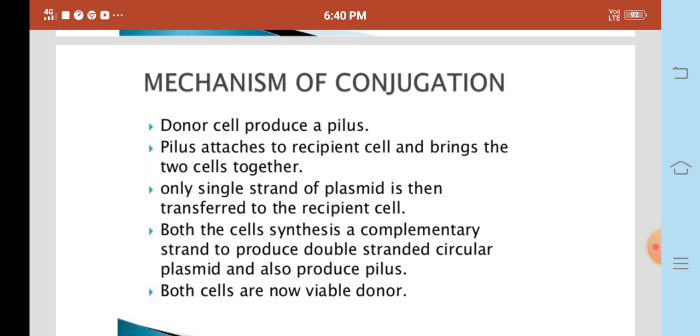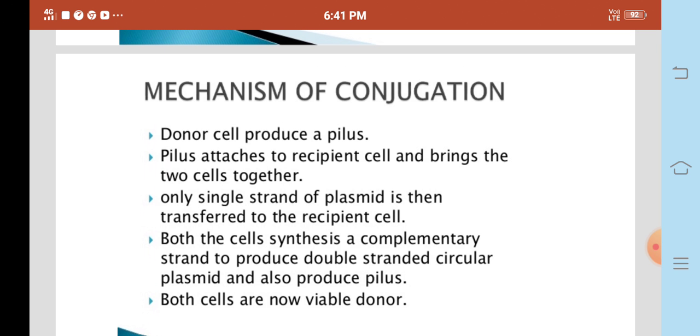Mechanism of conjugation. The donor cell produces a pilus. The pilus attaches to the recipient cell and brings the two cells together. Only a single strand of the plasmid is then transferred to the recipient cell. Both cells synthesize a complementary strand to produce a double-stranded circular plasmid and also produce a pilus. Both cells are now viable donors.